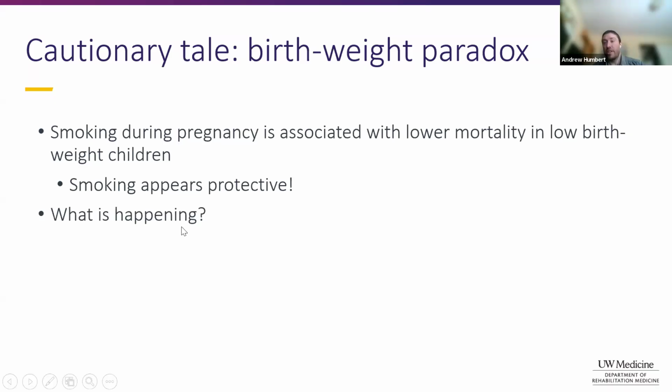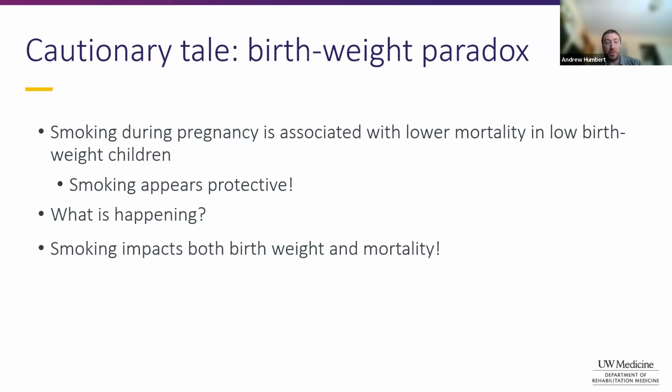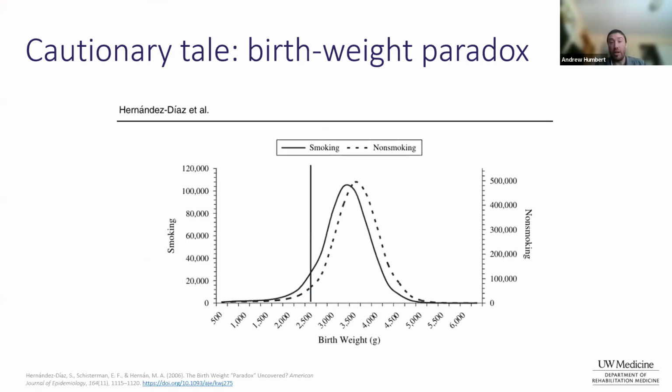But what is actually happening here? What's happening is that smoking likely impacts both birth weight and mortality, right? I think there's a tendency to want to put birth weight into the model because we know it affects mortality, and we know there are differing birth weights based on smoking. So we want to put it in the model. We'll demonstrate in a little bit what's wrong with that approach. But for now, all we need to worry about is that smoking likely impacts both birth weight and mortality. And there's some clear data to back that up.